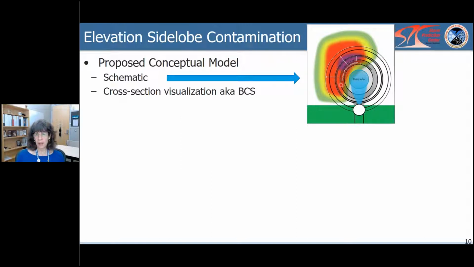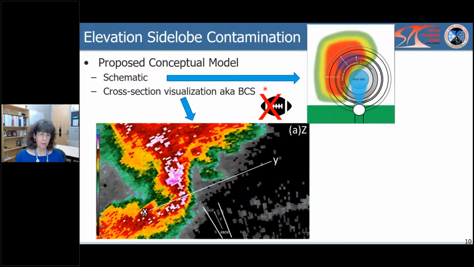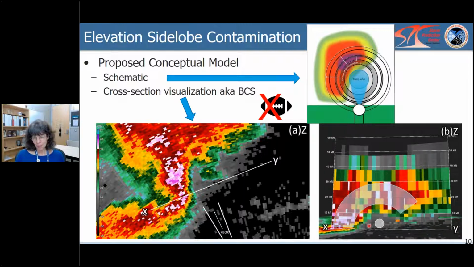We use this schematic as a representation for our conceptual model, and a cross-section visualization, also known as the BCS. And no, I'm not talking about football. This is the Boettcher cross-section. What I wanted to do was see what the antenna pattern is seeing. So what we're doing is drawing a cross-section from left to right from the perspective of the radar, so it's perpendicular to the radar viewing angle. And this is what we get for this particular example.